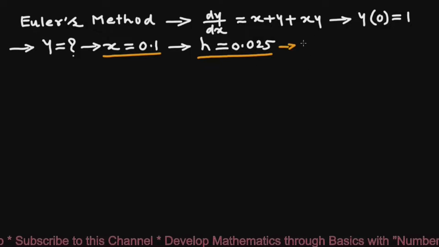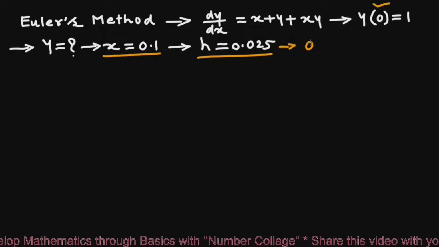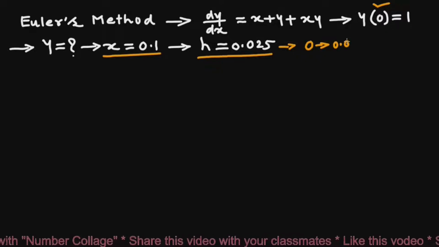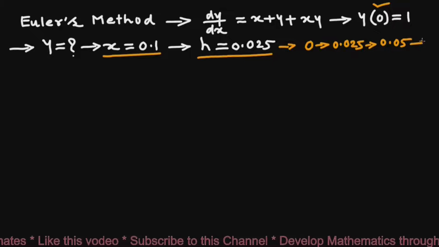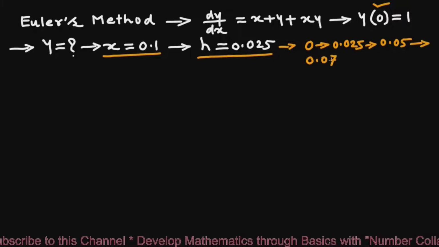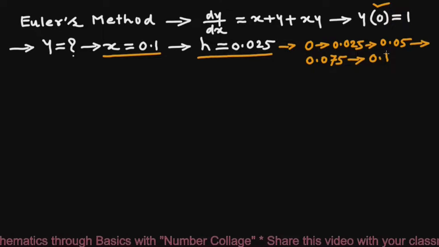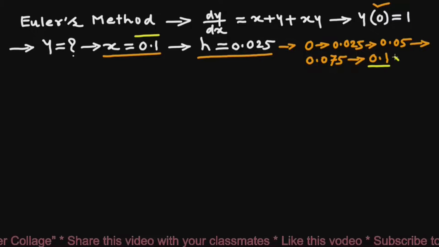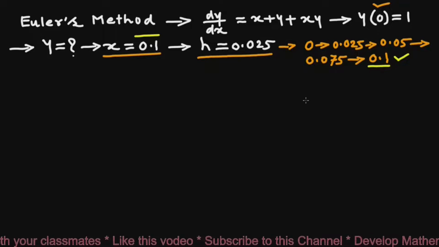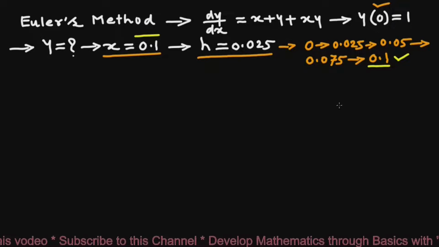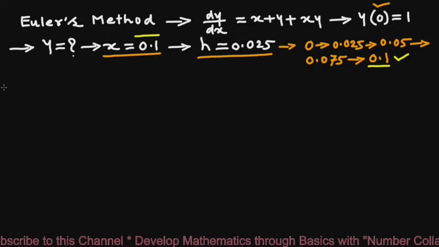have to work through first x equals 0 to 0.025 to 0.05 to 0.075 to 0.1, which is this. So we have to take 4 steps to find the approximate value of y. We will solve this problem by tabular method.